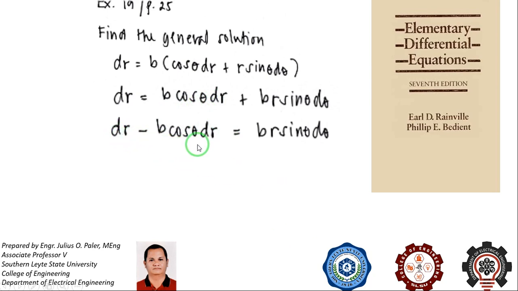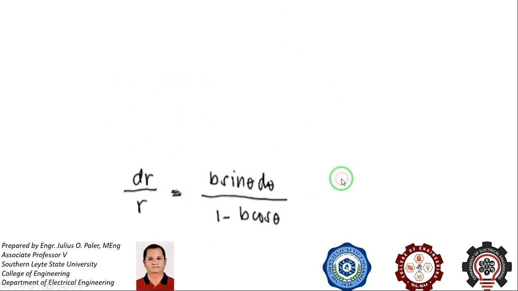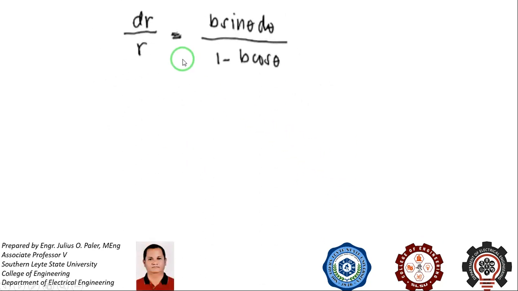Now, since dr is common, we factor out dr, and we have now 1 minus b cosine theta, and the right side we just copy. At this stage, you can already see how you are going to separate the variables. You have dr, you have r, and you have b sine theta d theta, and you have 1 minus b cosine theta. So separating the variables will lead us to dr over r is equal to b sine theta d theta all over 1 minus b cosine theta.